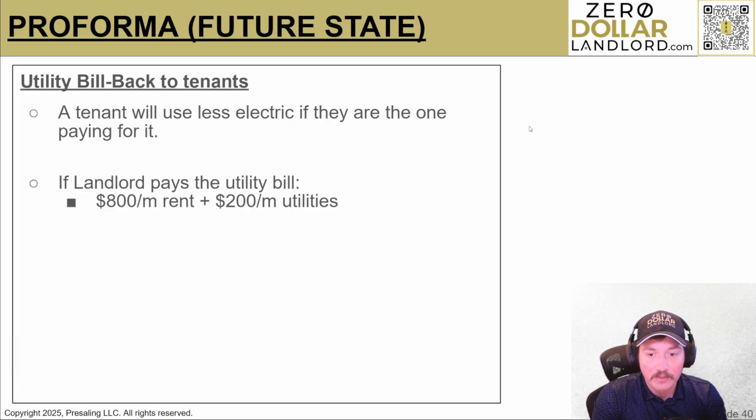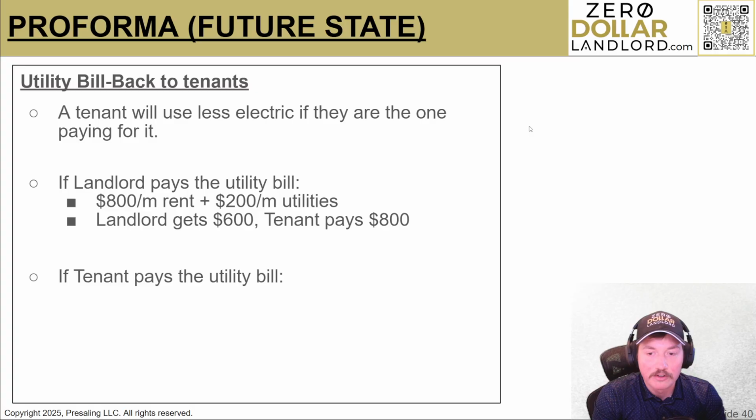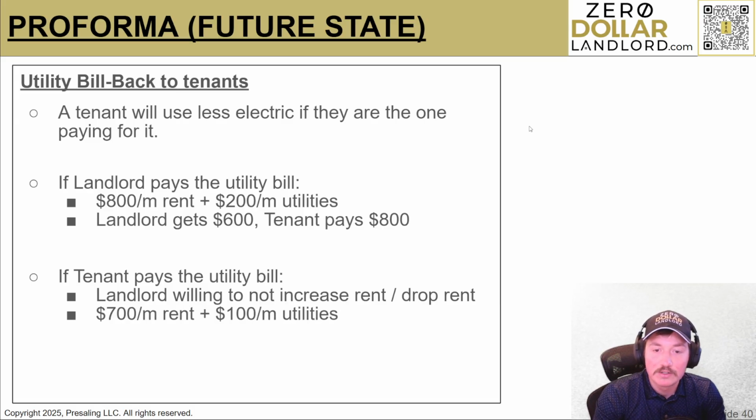So the landlord's paying for that. Then the landlord will end up getting $600, and the tenants will end up paying $800 for the rent, right? So the landlord's only getting $600, the tenant pays $800. But if the tenant pays the utility bill, the landlord would actually be willing to drop it for the rent, because if you notice, that utility bill just got cut in half because maybe they're not just leaving the lights on all the time, because the tenant's going to have a little bit more responsibility for themselves.